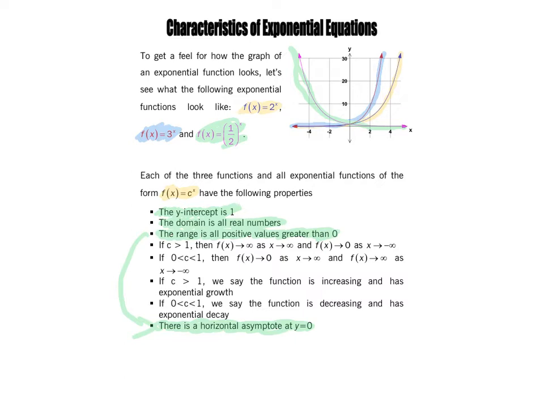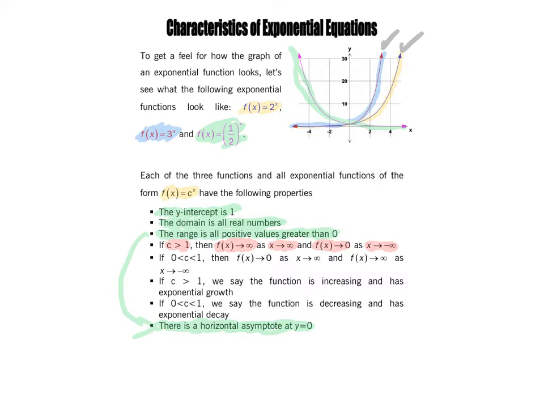Now, as far as why they look the way they do, if c is bigger than 1, then the graph approaches infinity as x approaches infinity, and the graph approaches 0 as x approaches negative infinity. So if c is bigger than 1, if the base is bigger than 1, then you get something that looks like this or this, where they are going up and to the right, okay?